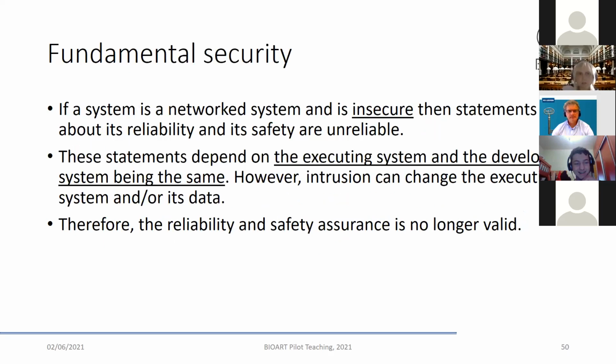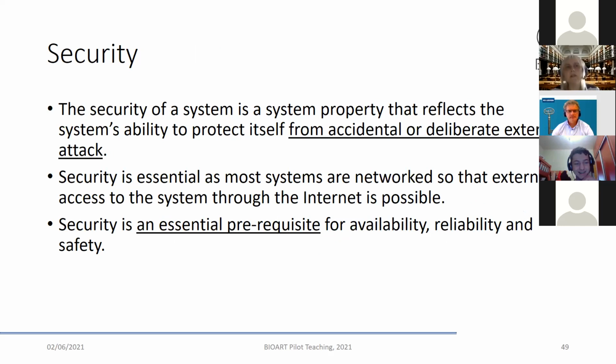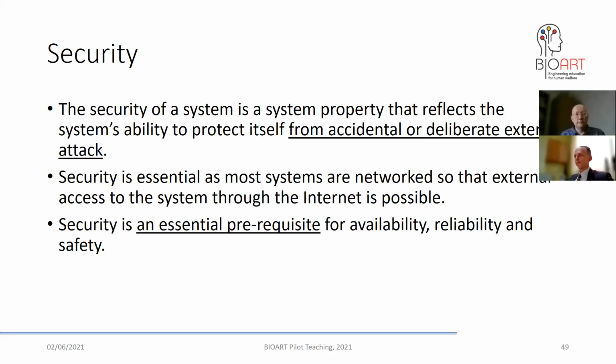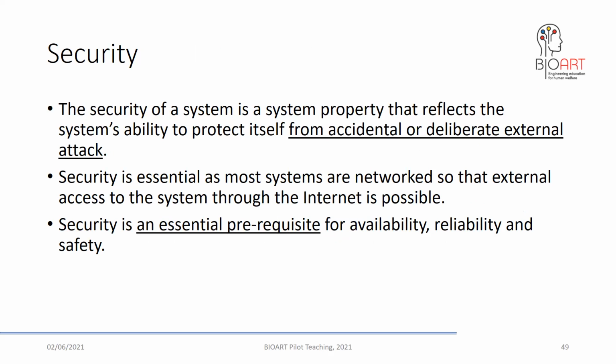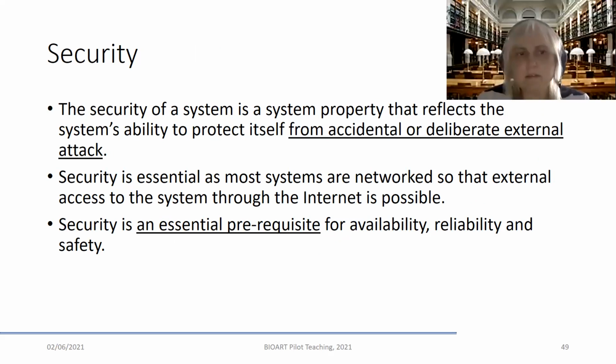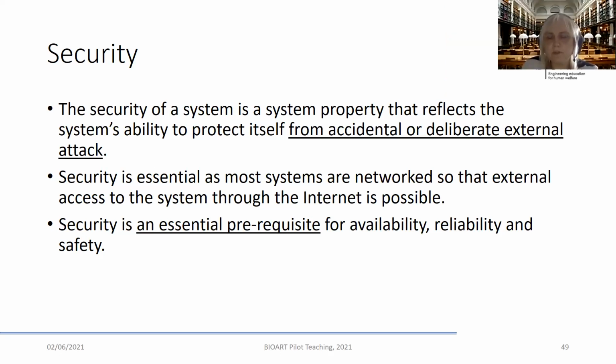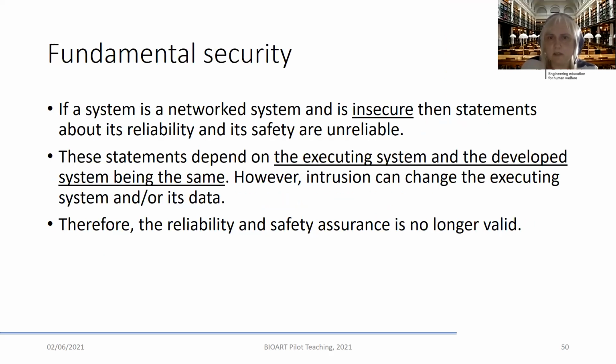Okay, security. The security of a system is a system property that reflects the system's ability to protect itself from accidental or deliberate external attack. Security is essential as most systems are connected, like our IoT systems, and that's why nowadays cybersecurity is one of the essential points for medical IoT devices.